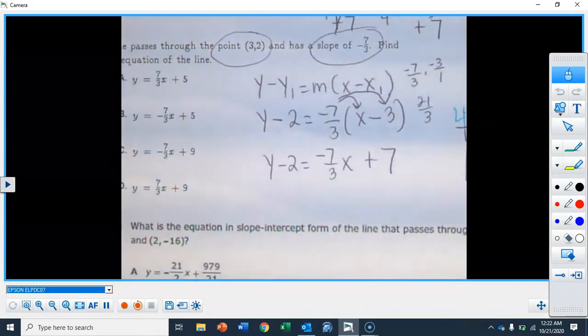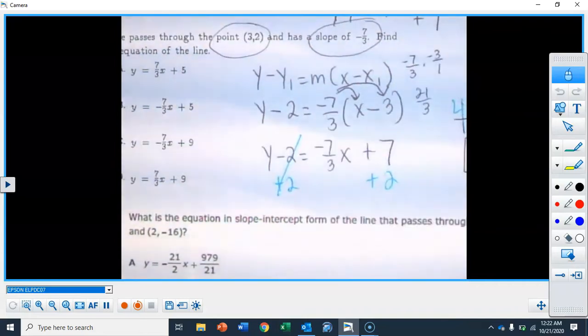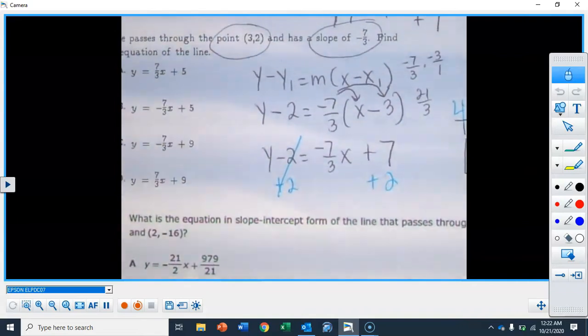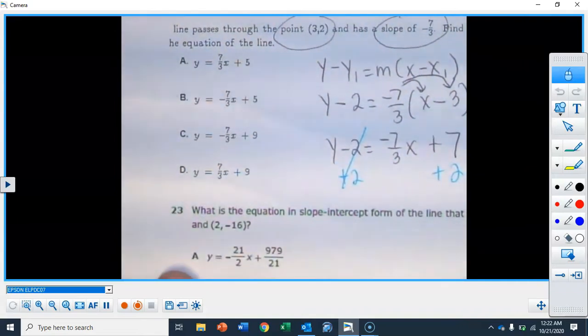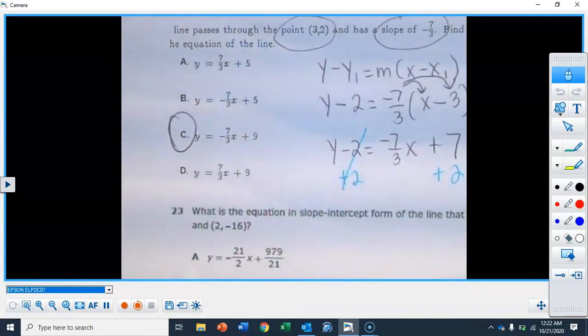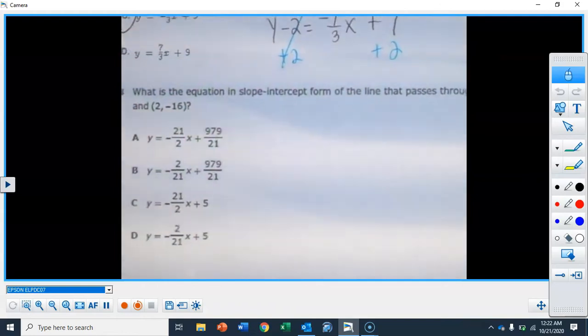Last step, after you do the distributive property, you just move your constant by doing the inverse operation to both sides. There's the answer. Y is equal to negative 7/3 x and then plus 9. So the answer would be C. Done. Super duper easy. All right, let's talk about this one because I haven't done this one.